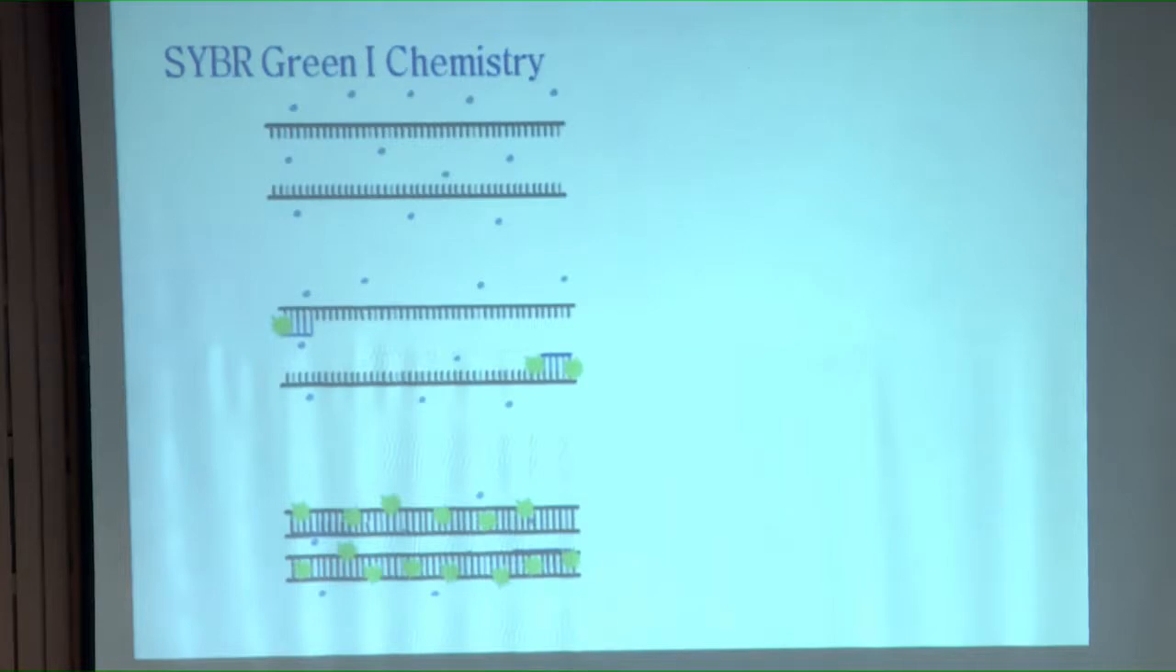Freely available SYBR Green. With every polymerase chain reaction step, there is an accumulation of double stranded DNA. The SYBR Green is going to intercalate. So what is the net result here? Whenever the cycle is completed, you are going to end up with a double stranded DNA which is already intercalated with SYBR Green.